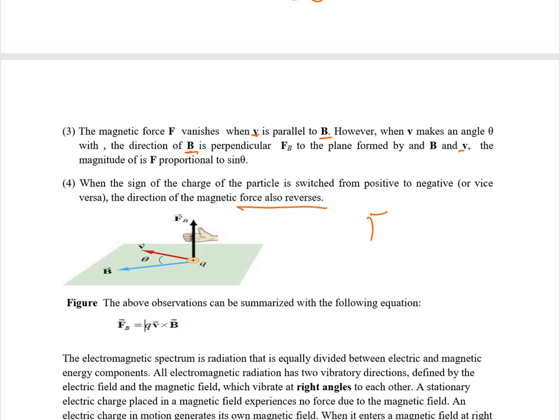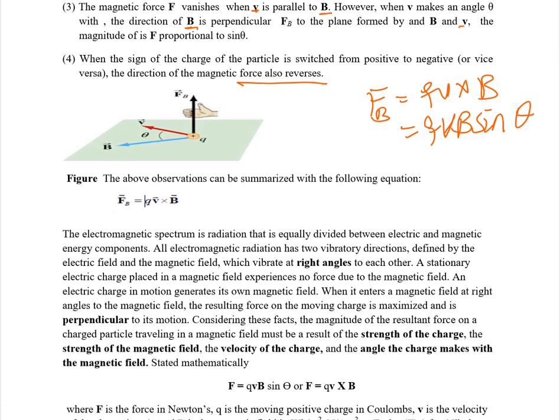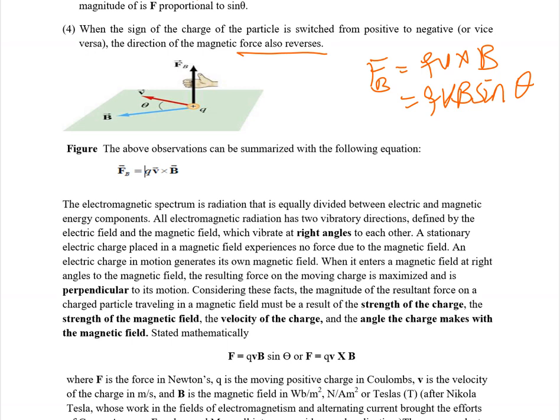Therefore, F_B is equal to Q V cross B, and this cross product finally gives QVB times what? Sine of theta, where theta is the angle between the velocity and the field strength. This is the equation which we use to calculate the magnetic force created by a single charge.